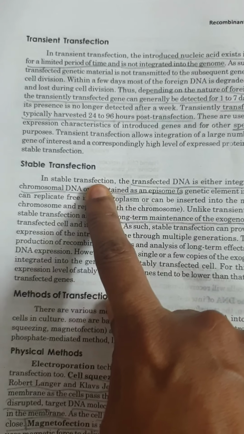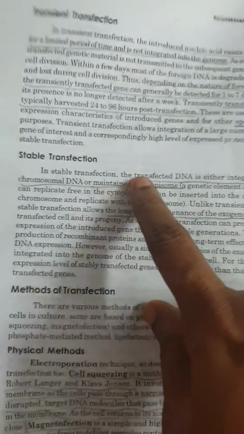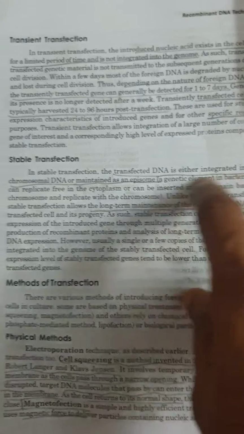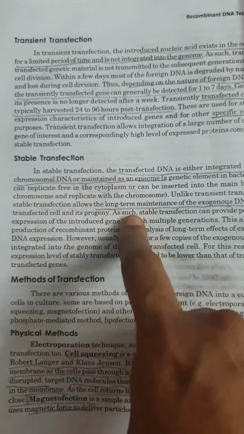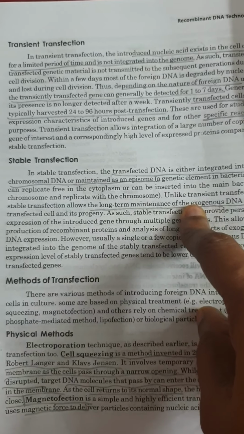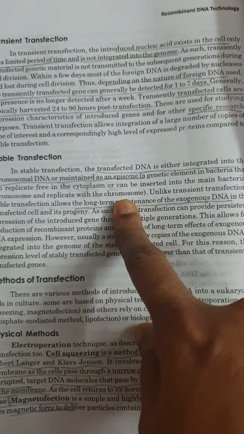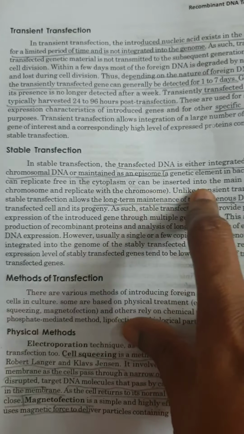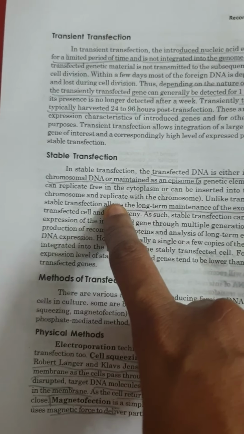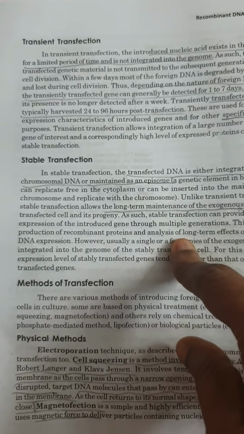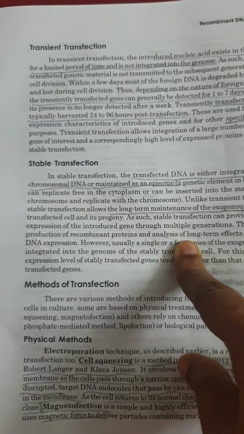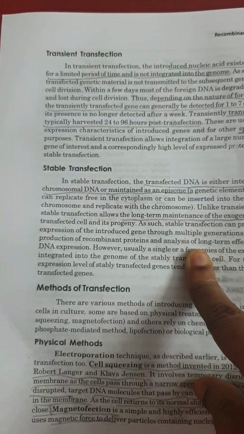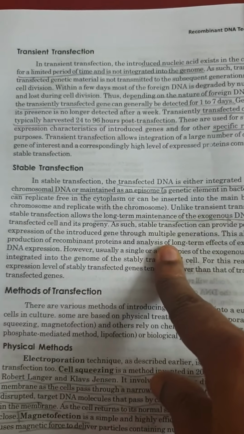Next is stable transfection. In stable transfection, the transfected DNA, that is the foreign DNA, is either integrated into the genome, into the chromosome of the eukaryotic cell, or it can be maintained as an episome, a genetic element that can replicate free in the cytoplasm, or be inserted into the main chromosome and replicate with the chromosome. Here we consider the eukaryotic cells. It can integrate with the chromosome, or it can remain independently and replicate.